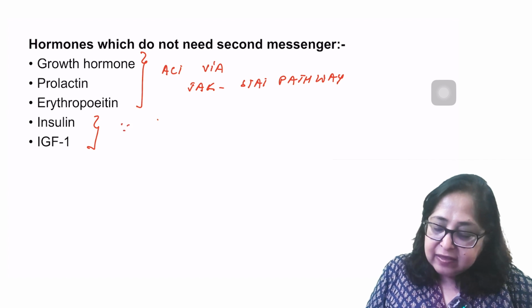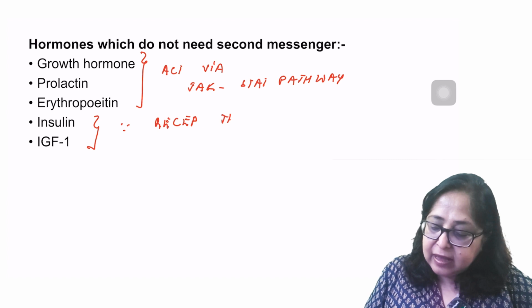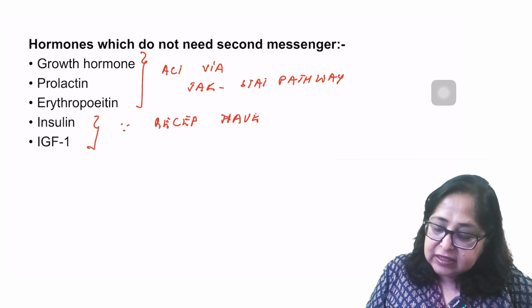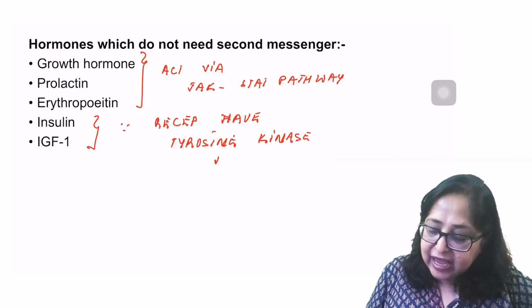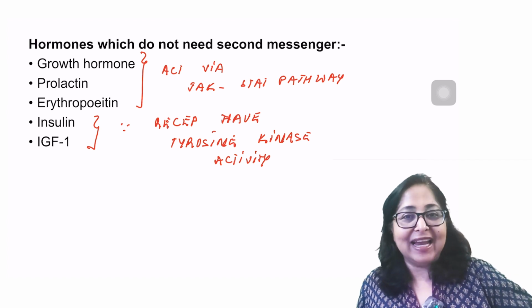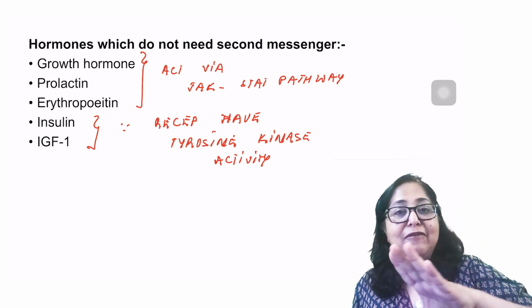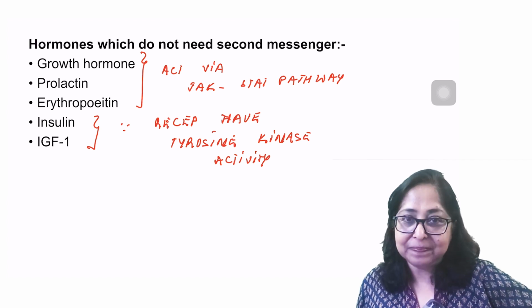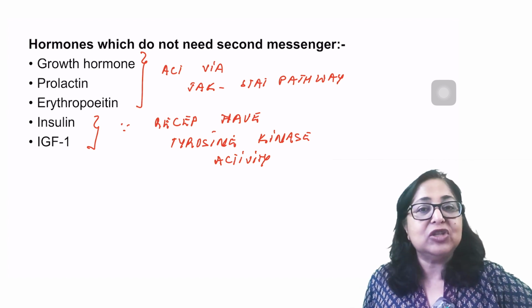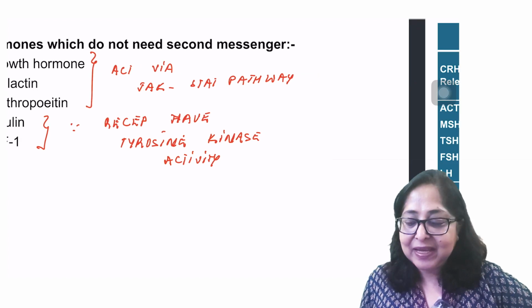This is because their receptors have tyrosine kinase activity. Both the insulin receptor as well as the IGF-1 receptor have tyrosine kinase activity. So these 5 hormones do not need a second messenger. And this is a question which has been asked quite frequently.